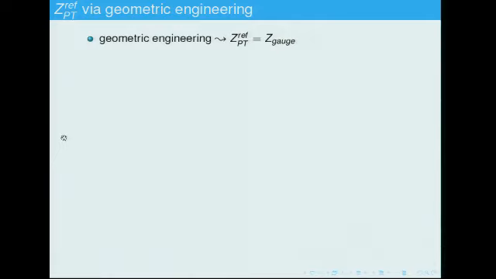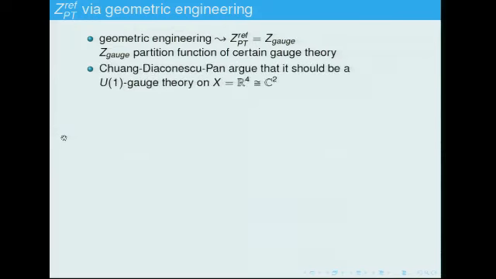So let me show you what they say the gauge theory should be in this story. The nice thing will be, of course, that this way we will get an explicit conjecture about these not yet defined refined Pandharipande-Thomas invariants. What they say is that this should be a U1 gauge theory on 4 dimensions, and there is no topology in the base. It's just R4 or C2 if you like. So it's really, really surprising.